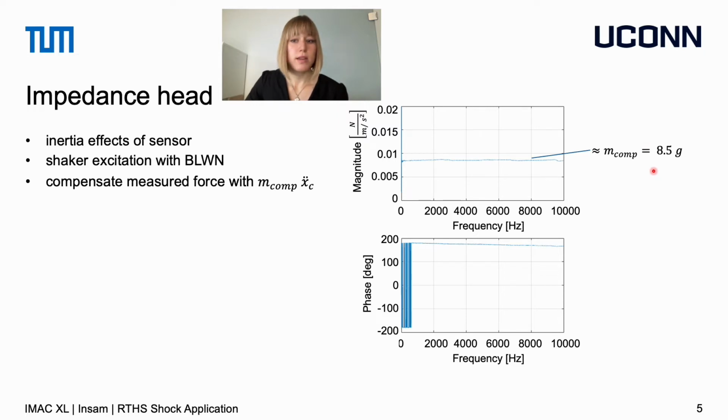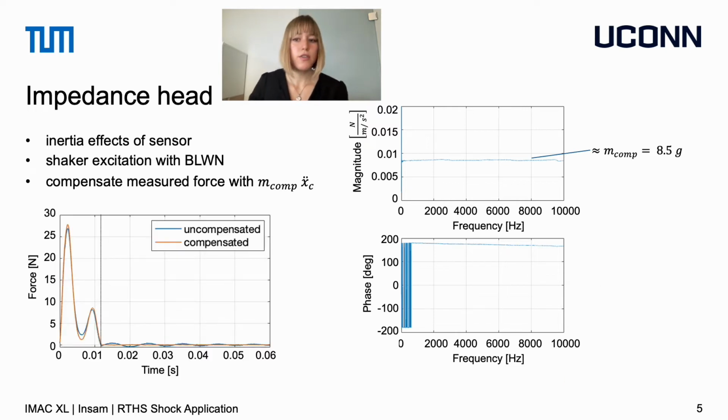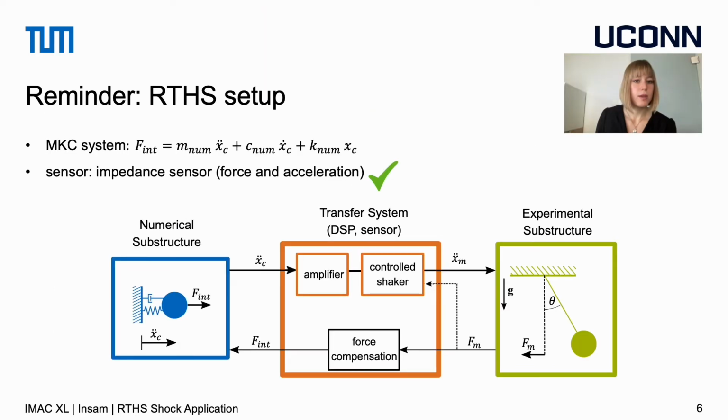So we compensated the measured forces with these inertial forces and performed another RDHS test. The compensated force values are shown here in orange. After the impact phase, the force now remains zero, and this is the intended behavior. So this was the RDHS setup that we proposed. I will now go into detail about the implementation of the controller that we implemented for the shaker.